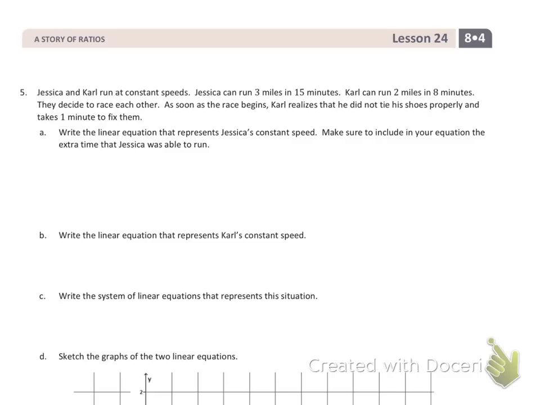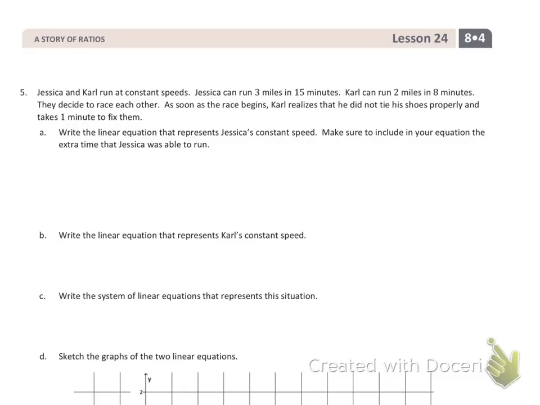to fix them. So we are going to start by writing the linear equation that represents Jessica's constant speed, and we'll include in her equation the extra time that she was able to run. And then we'll write a linear equation for Carl and a system that represents the situation. And then we'll be graphing it to find an approximate solution.